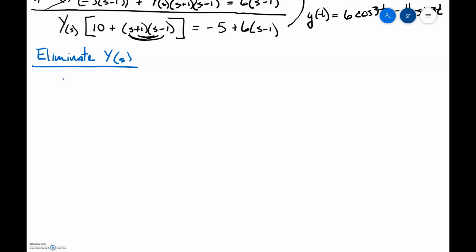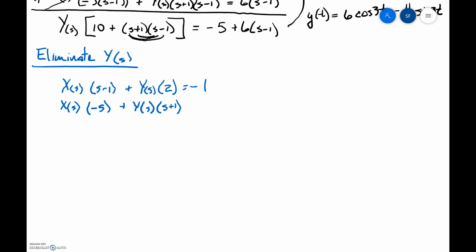So again, we are rewriting things. The first equation is (s minus 1) X of s plus 2 Y of s equals negative 1, and the second is (s minus 5) X of s plus (s plus 1) Y of s equals 6. To eliminate the y of s, the top one has to get multiplied by s plus 1, and the bottom one, let's multiply by negative 2.